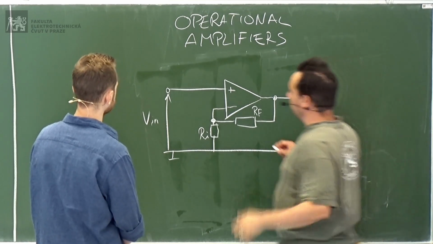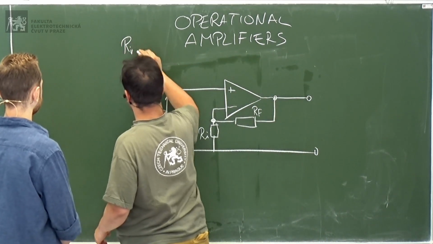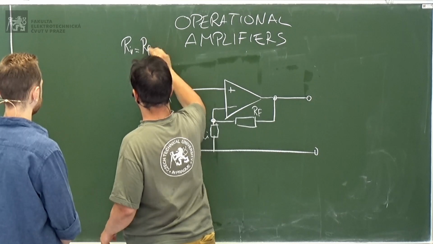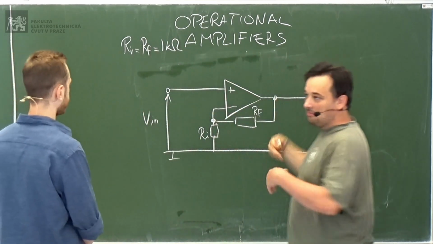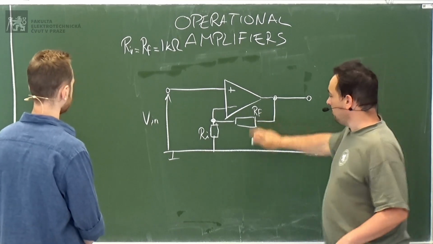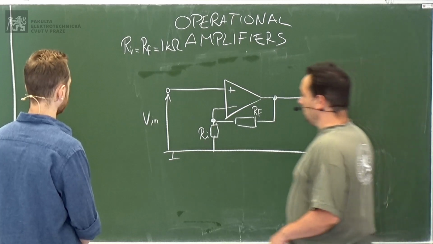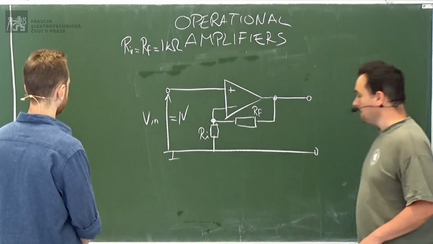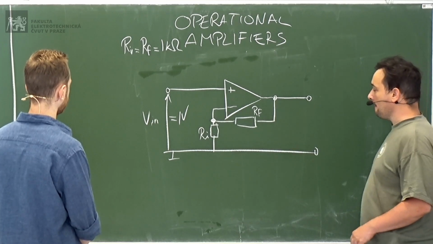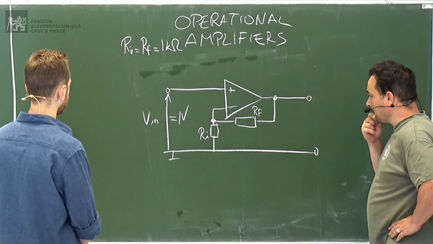Just to use simple numbers, let's say that the input resistance and the feedback resistor are both 1 kilo ohm. Okay, simple. Nothing special. So 1 kilo ohm here, 1 kilo ohm here. And let's say that the input voltage is 1 volt. So, how does this system work?